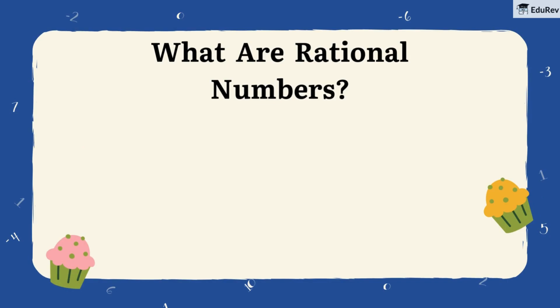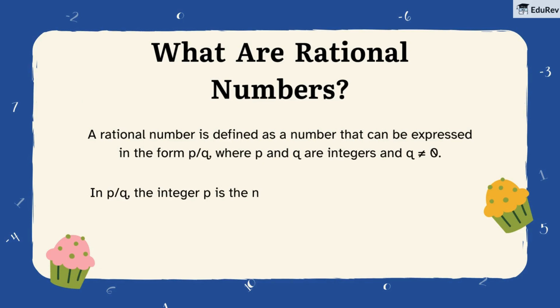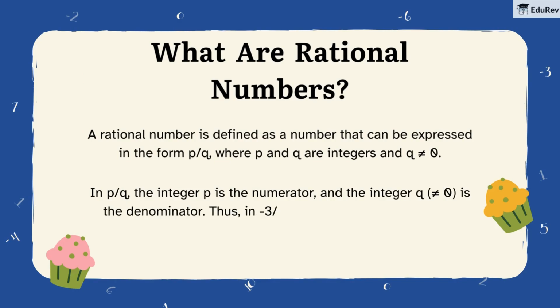Now that we know why we need rational numbers, let's see what rational numbers actually are. A rational number is defined as a number that can be expressed in the form p upon q, where p and q are integers and q is not equal to 0. In p upon q, the integer p is the numerator, and the integer q, not equal to 0, is the denominator. Thus, in minus 3/7, the numerator is minus 3, and the denominator is 7.